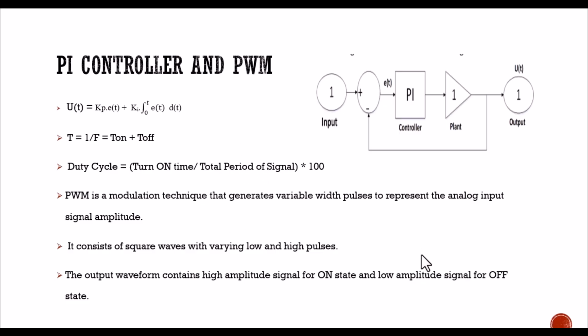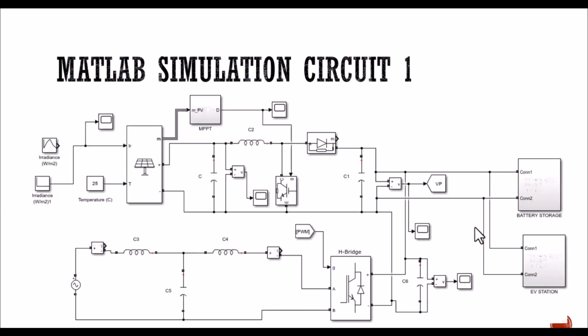So here the duty cycle is important to understand. Moving towards the Simulink model, we have used the irradiance and the temperature as the input variables. We can use constant irradiance or variable irradiance depending on our signals or our model. The temperature here is 25 degrees centigrade. The solar array, MPPT controller, IGBTs, all these components are connected in this model.